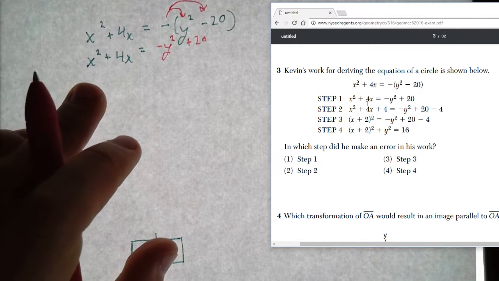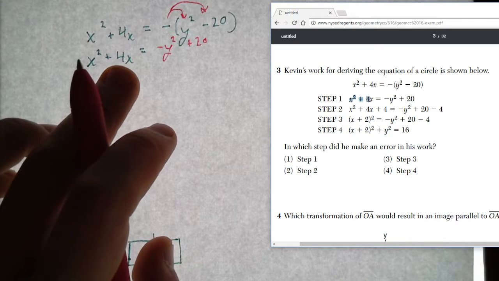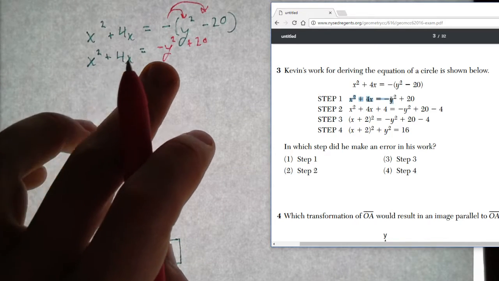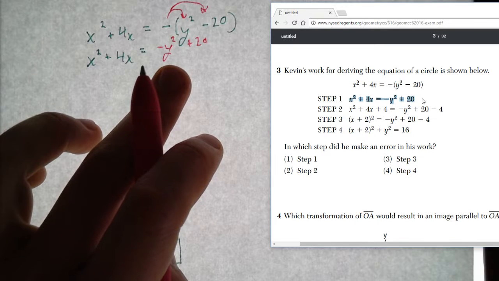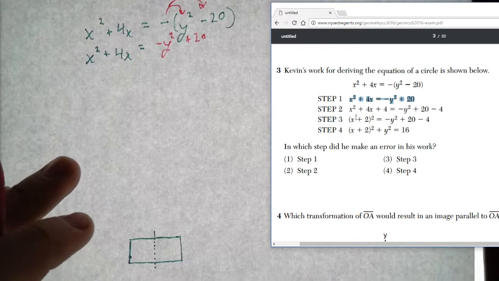So I've got x squared plus 4x equals negative y squared plus 20. You can follow with my cursor too. It looks like step 1 is good. So it's not where he made his error. Let's take a look at step 2.